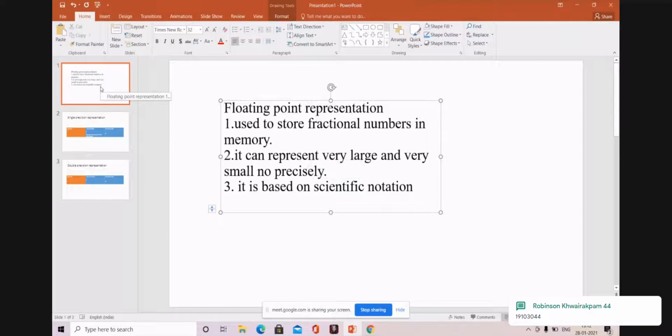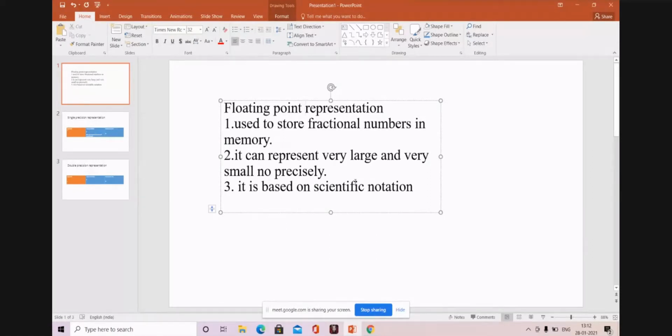Representation, and another one is a fixed point representation. So today we will be discussing the floating point representation. This type of representation is basically used to store fractional numbers in memory. Floating point representation is basically used to represent very large numbers and very small numbers precisely, and it is also based on scientific notation.